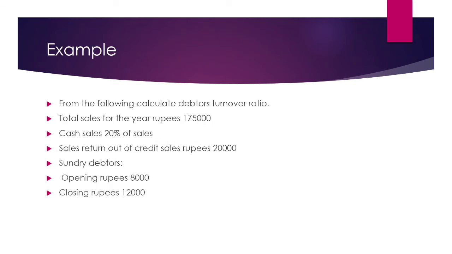For example, from the following calculate debtors turnover ratio. Total sales for the year 1,75,000. Cash sales 20% of sales, that is 20% of 1,75,000. Sales return out of credit sales rupees 20,000. Sundry debtors including opening rupees 8,000, closing rupees 12,000.